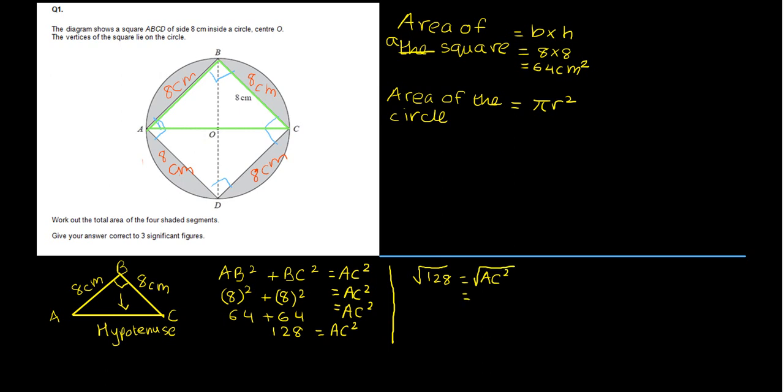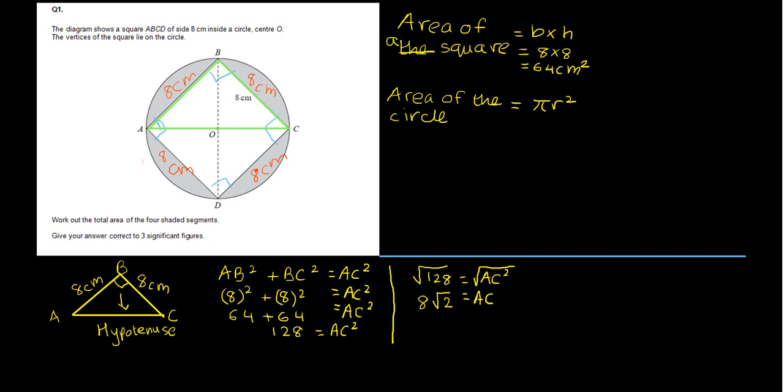Now if you use a scientific calculator, sometimes when you do square root of 128, it gives you an answer 8 root 2. This is a simplified surd form. I'm going to use this because the decimal value is not a round value. I don't want to use the decimal value till the final answer. So AC here is 8 root 2.